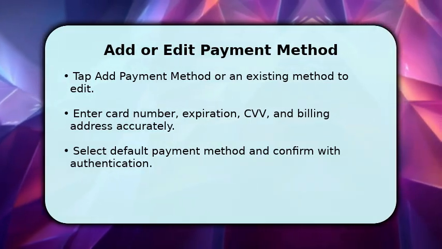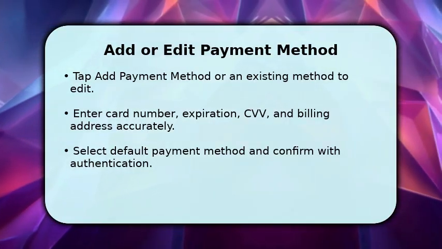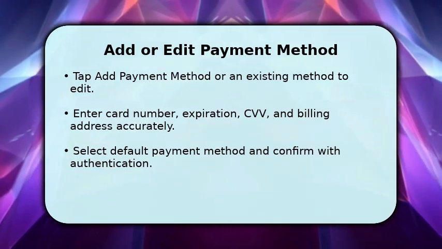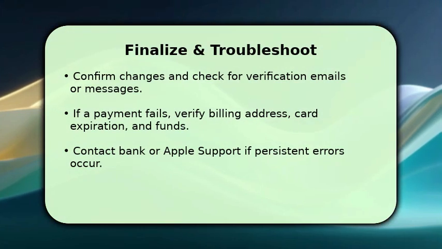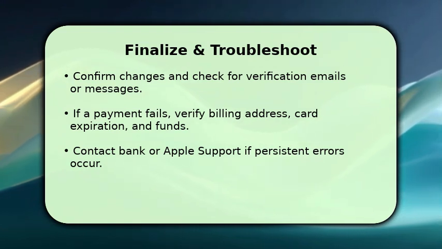Once entered, set the method as default if you want it used for subscriptions and purchases, and authenticate again so Apple securely saves the change. Finish by tapping Done and confirming the new method appears under Payment and Shipping. You might receive a verification email or a small authorization charge.